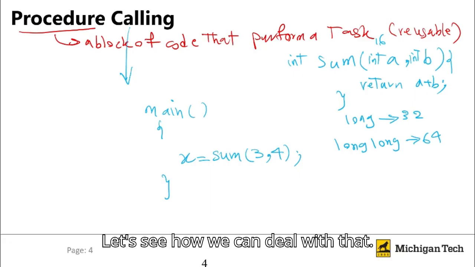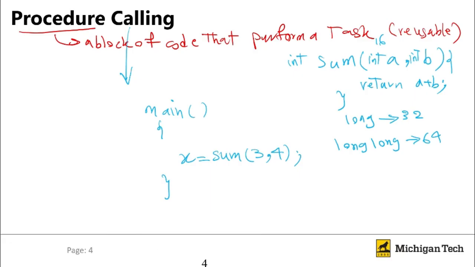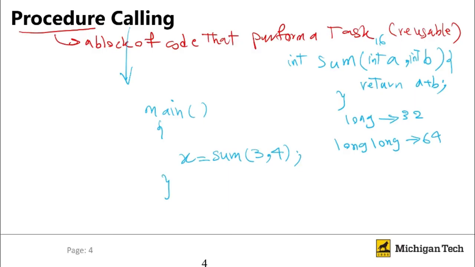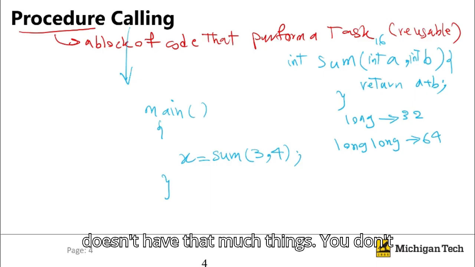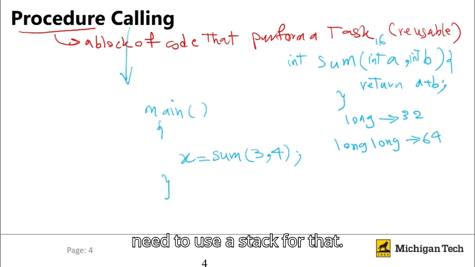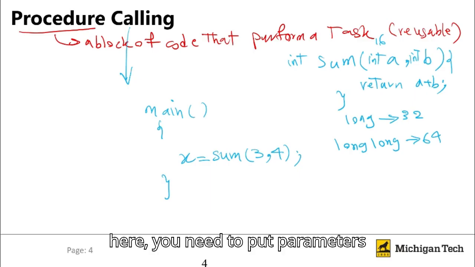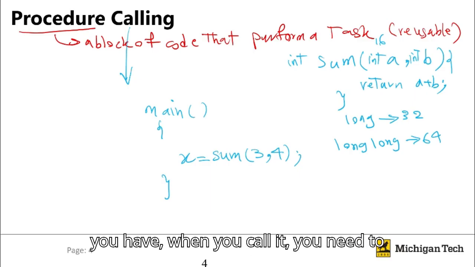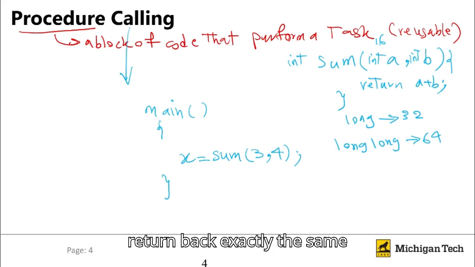Let's see how we can deal with that. Sometimes a procedure is so simple, like this, that it doesn't have that many things. You don't need to use a stack for that. You just need to send parameters somewhere so you can use them. I mean, here you need to put a parameter somewhere to use it over there. And when you call it, you need to return back to exactly the same place.